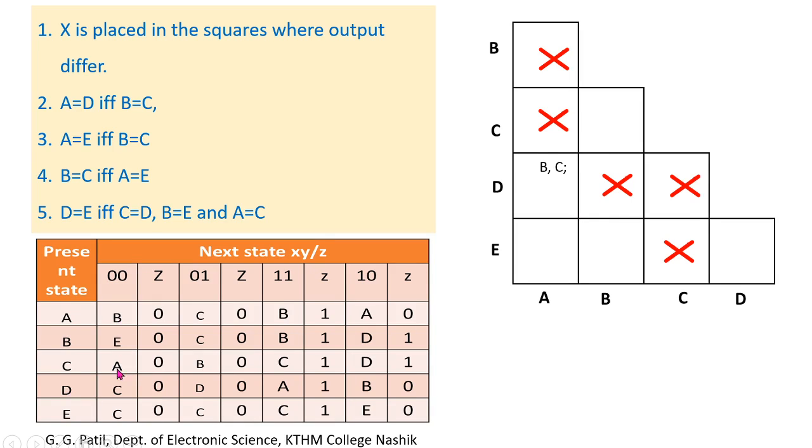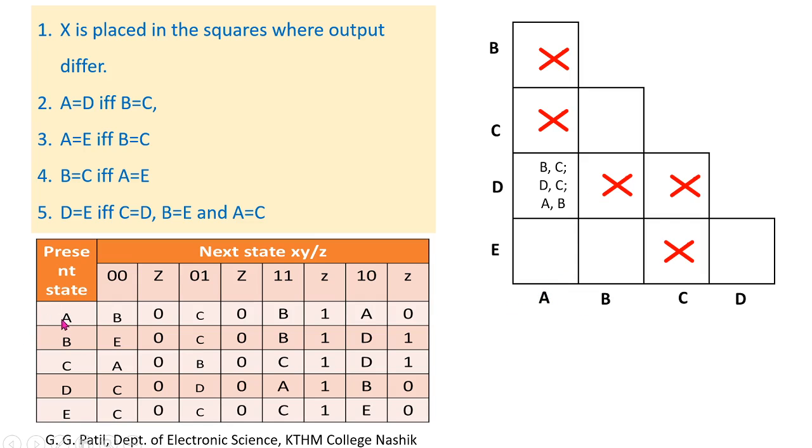What are the implied states? BC, CD, AB and AB. So the states are BC. BC is already entered. Then DC, here DC, or we can say CD. Then next is AB. So in this way, those implied state pairs are to be entered.